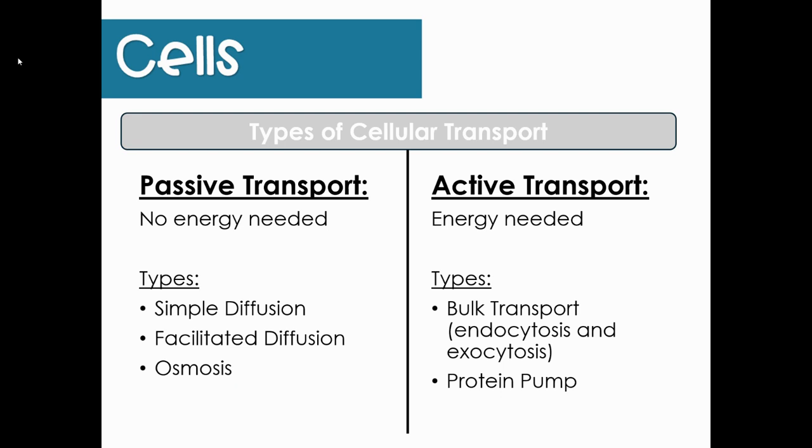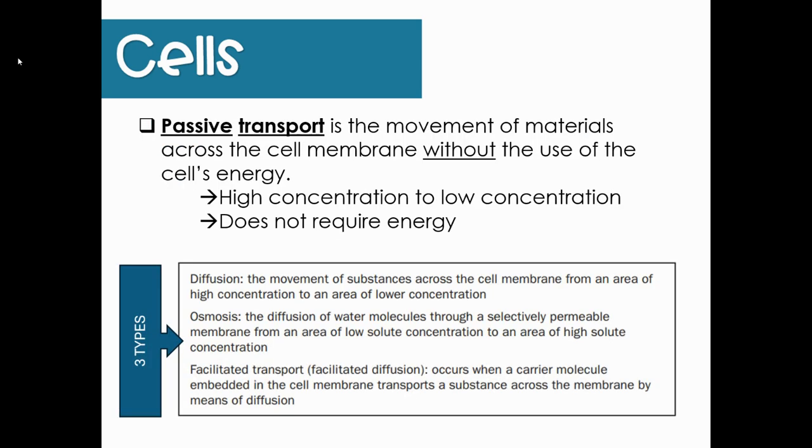Now, if you'll remember, there's two types of cell transport. We have passive transport, in which no energy is required. This is going to move with the concentration gradient, and there's three types of passive transport: simple diffusion, facilitated diffusion, and osmosis. We also have active transport, but in this type of transport, energy is going to be needed because molecules are moving against the concentration gradient. We have bulk transport, which includes endocytosis and exocytosis, and then we also have protein pumps.